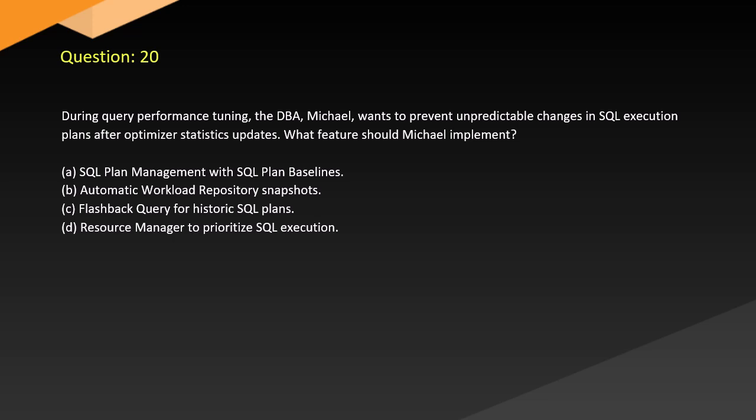Question 20. During query performance tuning, the DBA wants to prevent unpredictable changes in SQL execution plans after optimizer statistics updates. What feature should Michael implement? A. SQL plan management with SQL plan baselines. B. Automatic workload repository snapshots. C. Flashback query for historic SQL plans. D. Resource manager to prioritize SQL execution.